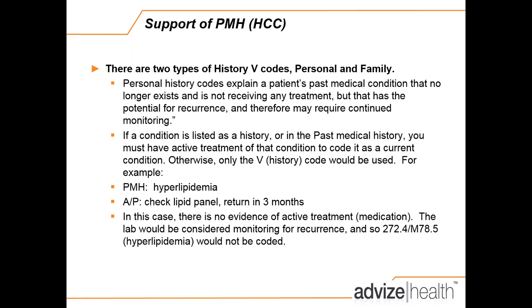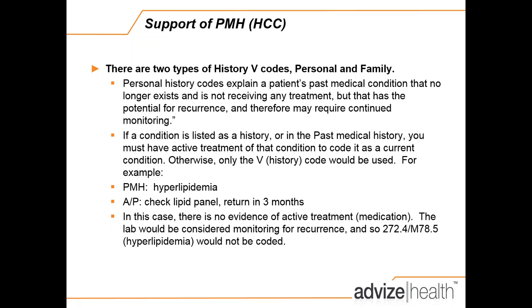Okay, support of prior medical history. Again, this information that I'm going to mention is specific to HCC. There are two types of history V codes, personal and family. Personal history codes explain a patient's past medical condition that no longer exists and is not receiving any treatment, but that has the potential for recurrence and therefore may require continual monitoring.